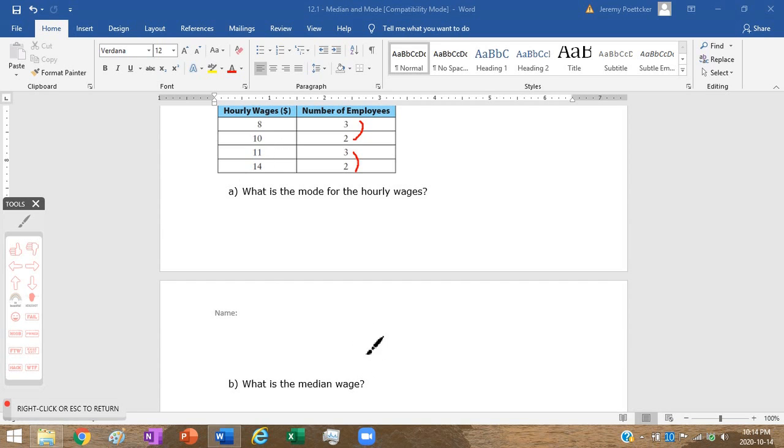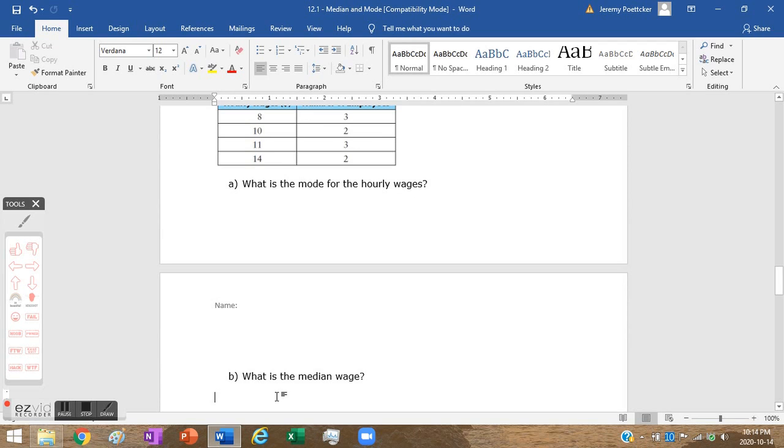But let's actually go through and double check that. So we'll write them out in order. Okay, so we've got 3 8s, 2 10s, 3 11s, and 2 14s. So 8, 8, 8, 10, 10, 11, 11, 11, 14, 14. Lovely. So let's look at the median.